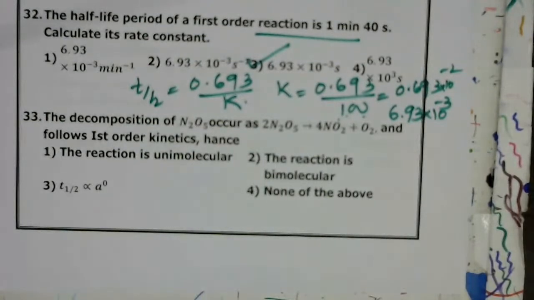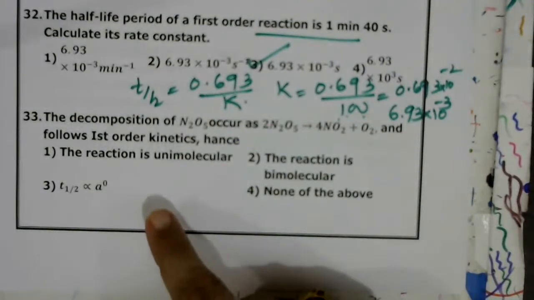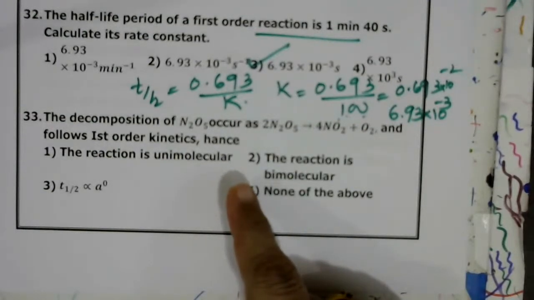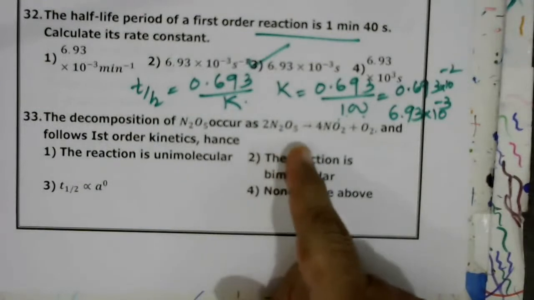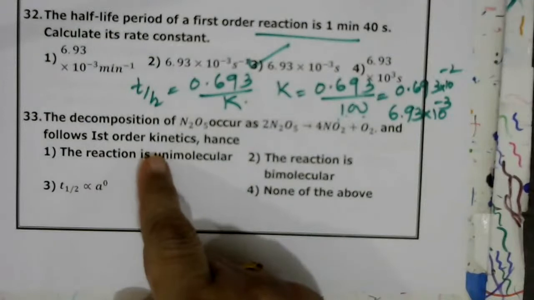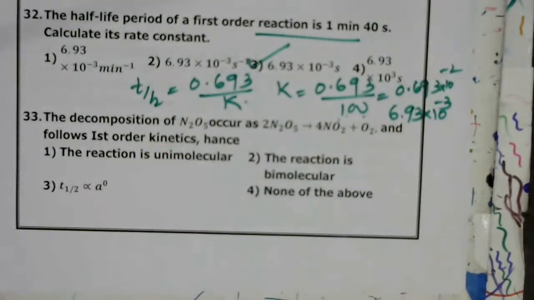Question number 33. The decomposition of N2O5, that is dinitrogen pentoxide, occurs as 2N2O5 converted to 4NO2 plus O2 and follows first order kinetics. Follows what, children? First order kinetics.